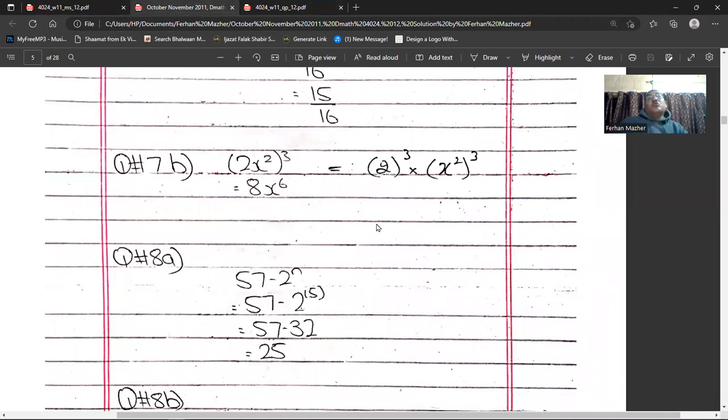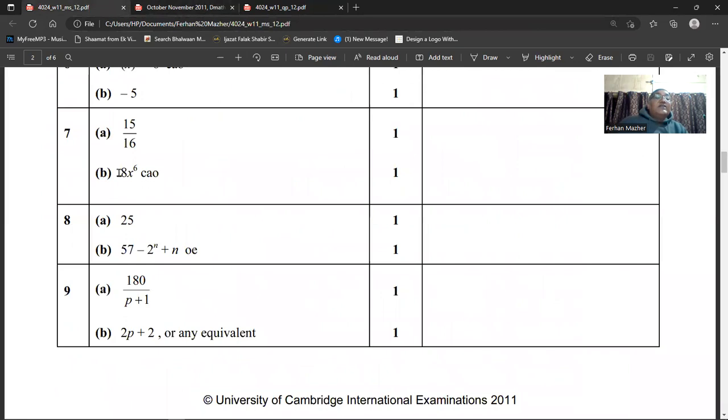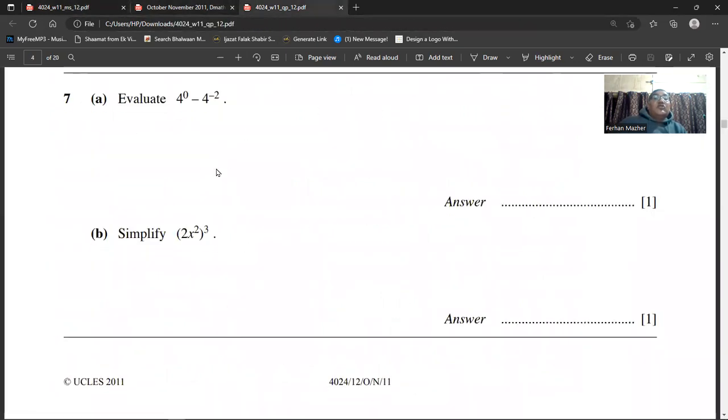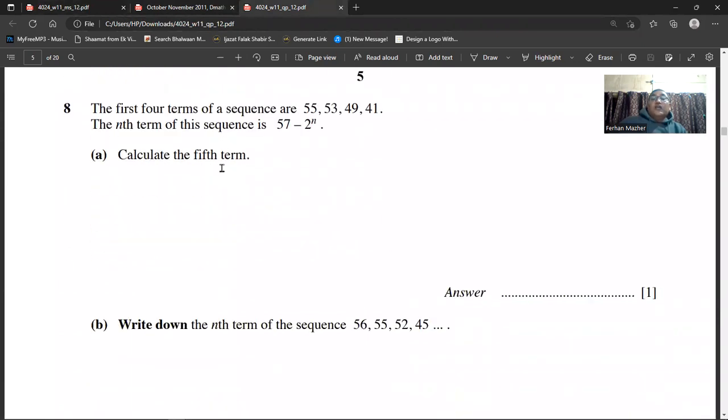2 cube, 2 multiply 2 multiply 2, that will be 8. And the power of the power multiplies, that's the rule. So 2 will multiply with the 3, and that will become 6. So your final answer will be 8x raised to power 6. So let's check. Question number 7, 8x raised to power 6. That's the right answer, sir. Okay, so here we go.